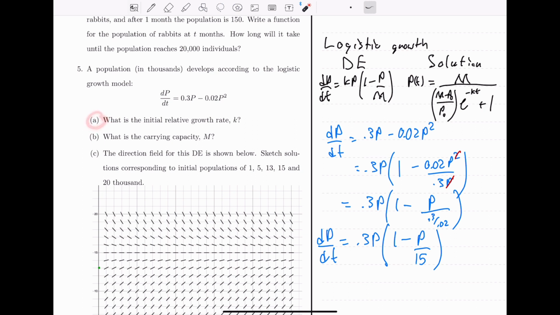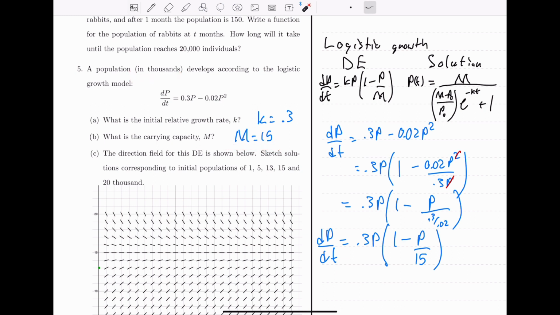Part A, what is the initial relative growth rate, K? That's the 0.3 here. So the value for K is simply 0.3. What is the carrying capacity? I find the carrying capacity in the denominator here. The carrying capacity is 15. This tells me that the population I'm thinking about here can reasonably support up to 15,000 individuals, since we're measuring in thousands.